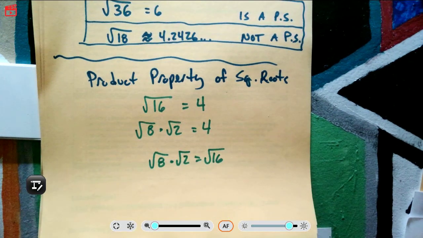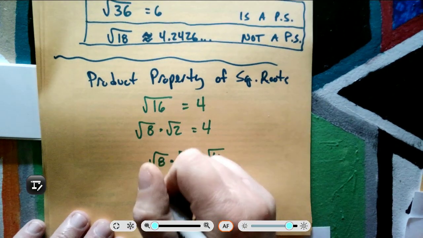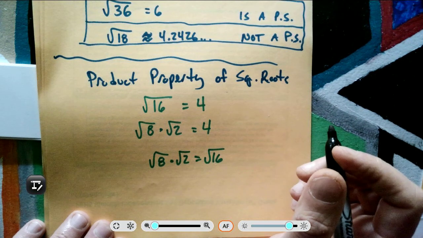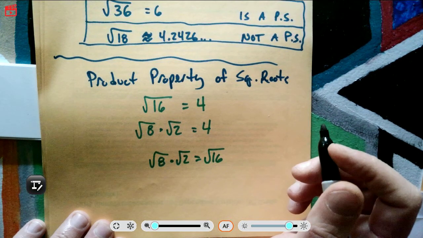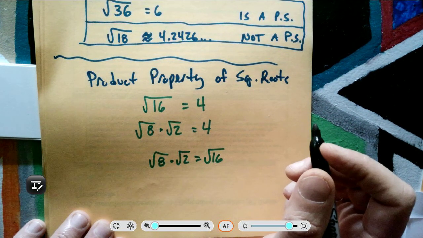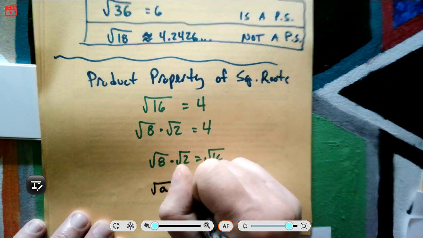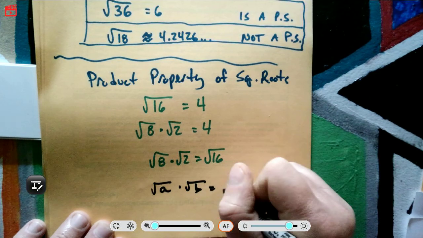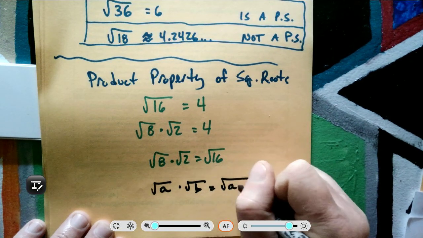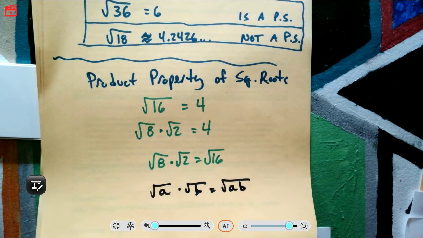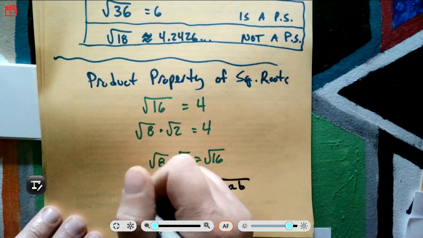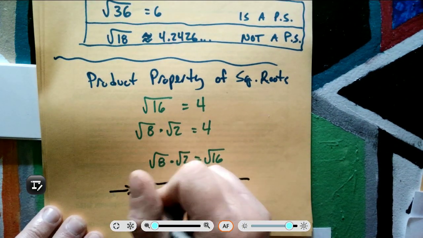And that brings us to the product property of square roots. Now, I'm not proving it. I'm just showing you how it works. Basically, if I have the square root of a times the square root of b, that will be the same as the square root of a times b. And this is the basis of simplifying radical expressions, applying this property right here.